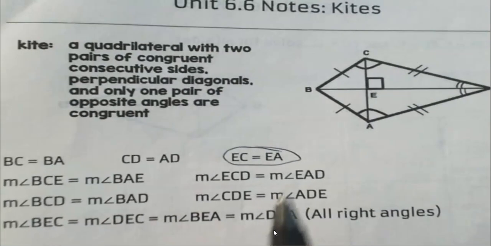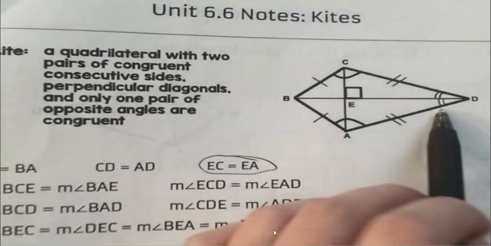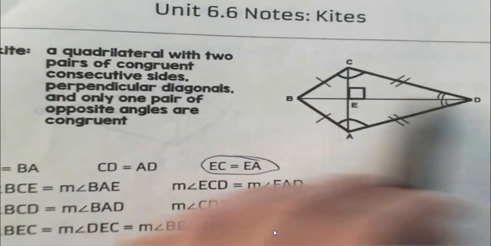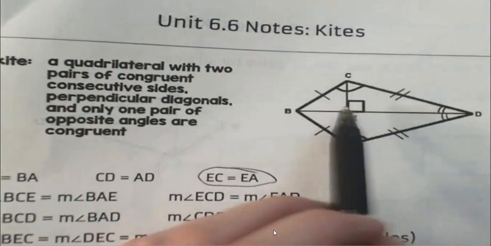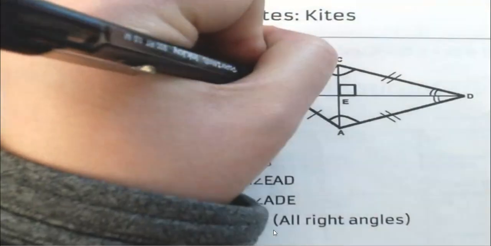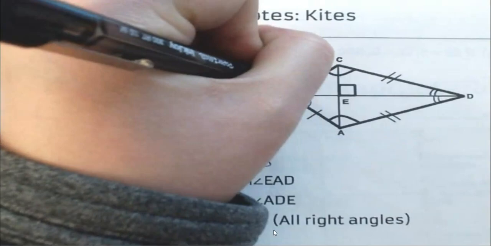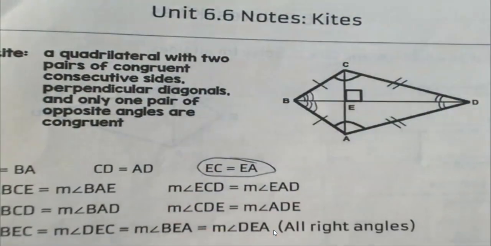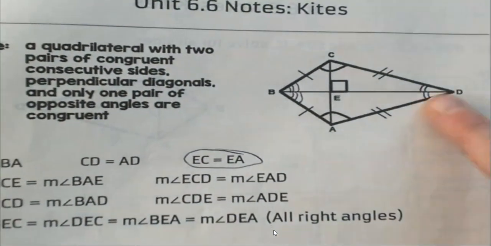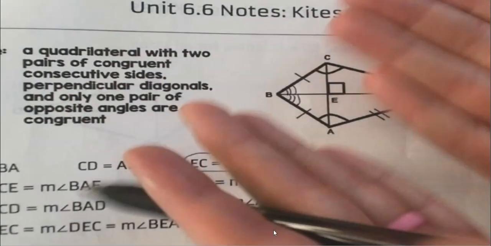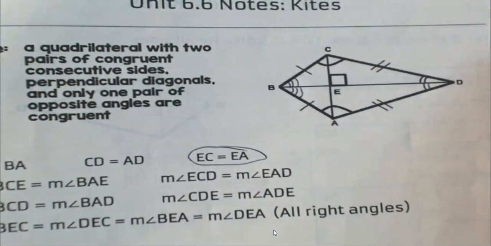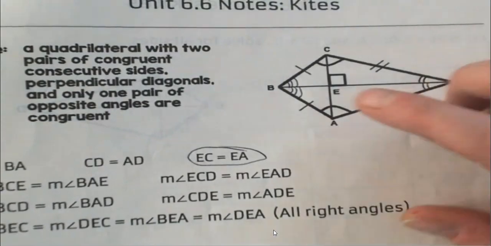Alright, we're going to mark that because this diagonal, the diagonal that does not get cut in half, the longer diagonal, typically it's the longer, will cut the opposite angles in half, which is confusing. But if you look at it, it makes sense. These angles look the same. You can fold this in half. There's a line of symmetry where you can fold it in half, therefore these angles are the same.